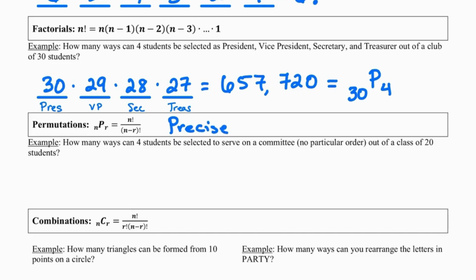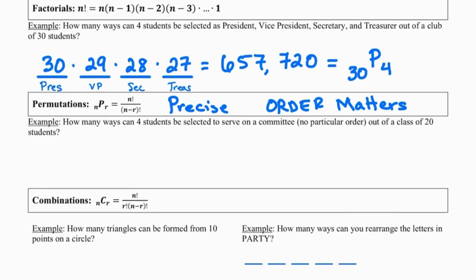You can also do 6P6 if you want to, because you have 6 students to choose from. You want to put them in 6 specific spots in a line. So that's also a permutation. Here we're putting them in specific offices, so it's very precise. So order matters. If you were to take these same 4 students and assign them a different office, that would be a totally different committee. So the order matters there.